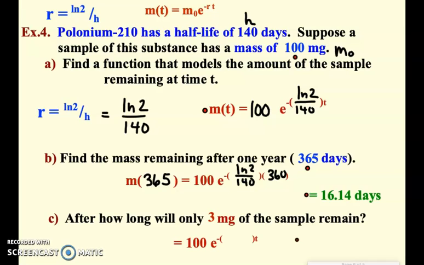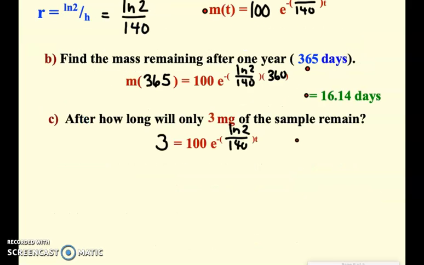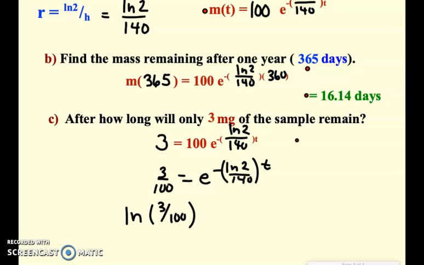And then in part C, after how long will only 3 milligrams of the sample remain? So now I know I'm starting with 100 milligrams and I'm going to go to 3 milligrams. So that's my ending amount. Natural log of 2 divided by 140 is still my rate. And now I can algebraically solve for time. So you're going to divide by 100. And then you will natural log both sides. So the natural log of that quantity will equal my rate times time, and then divide by this quantity to solve for time.